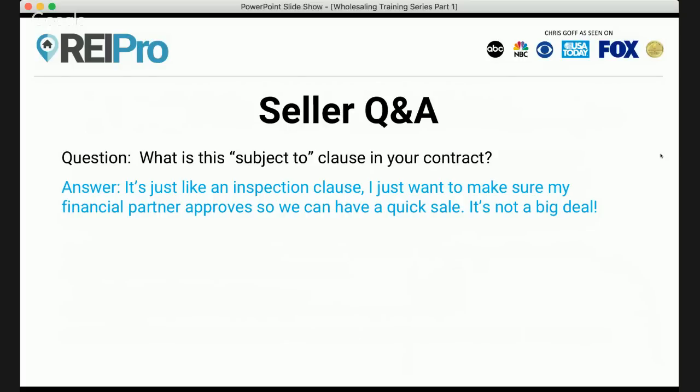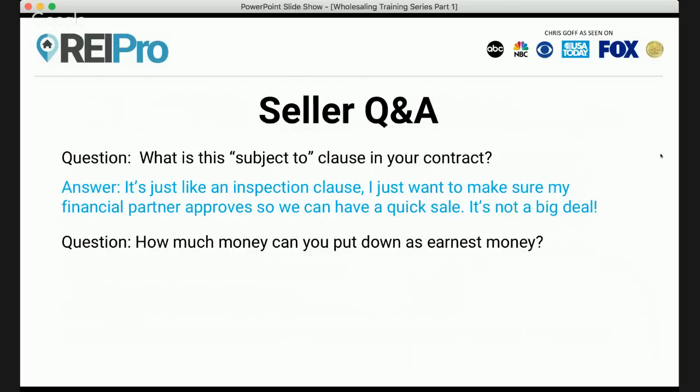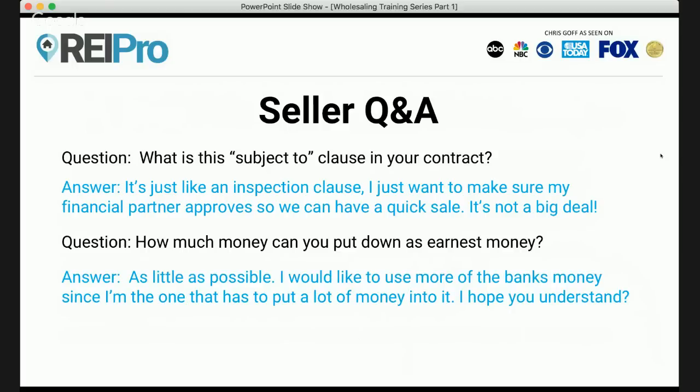And also look at the tone of how you say it too. A lot of it's in the approach, how you say it, your demeanor when you say it, the confidence level when you say these things. How much money can you put down as earnest money? And I say as little as possible. I mean, because that's the truth, right? I would like to use more of the bank's money since I'm the one that has to put a lot of money into your home. I hope you understand. So as soon as I go back and say, I've got to put a lot of money into this property, I'm trying to steer the direction of them wanting a lot of money as earnest money. Obviously, they want to secure the deal.